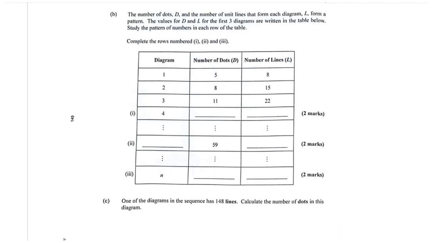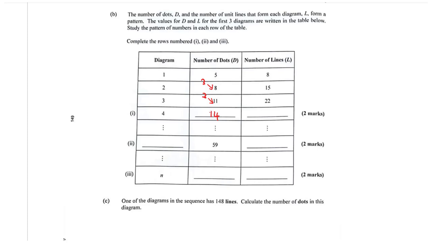Here it says complete the rows numbered 1, 2, and 3. Let's study the pattern. For diagram 1, number of dots 5, diagram 2, number of dots 8, diagram 3, number of dots 11. So clearly you can see that I am going up by 3 each time. 5 plus 3 is 8. 8 plus 3 is 11. So for diagram 4, we're going to have 11 plus 3. That is going to give me 14.